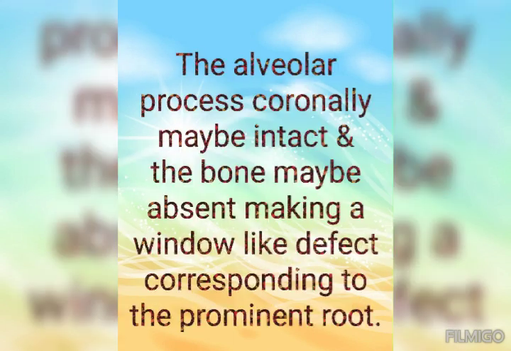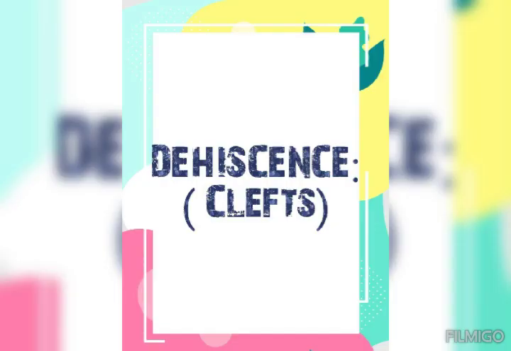It is seen in cases where the root is curved and the alveolar process coronally may be intact and the bone may be absent, making a window-like defect corresponding to the prominent root. So it is a window-like defect over the prominent root surface, but here the marginal bone is intact. These are the important points about fenestration.